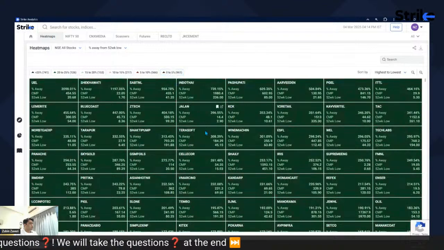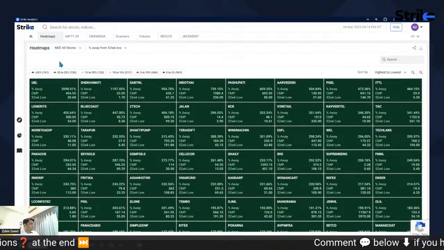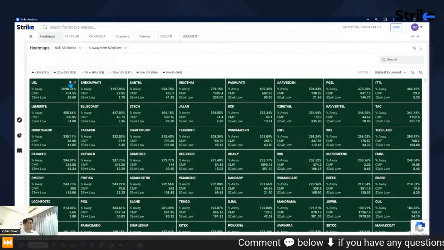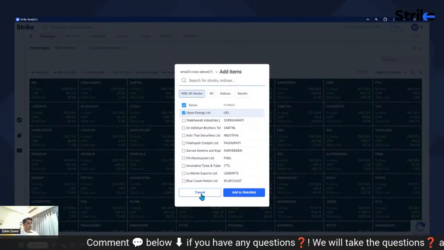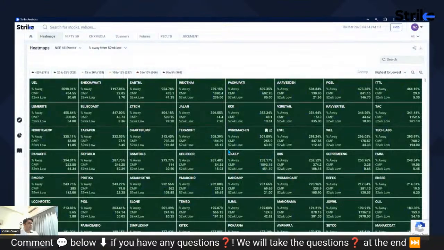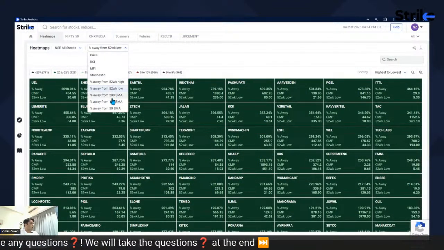One more thing that you can do is, just like how we prepared a watch list for NSE all stocks, over here also you can prepare a watch list like this. Create a watch list of all the stocks. Similarly, that is one thing that you can do.